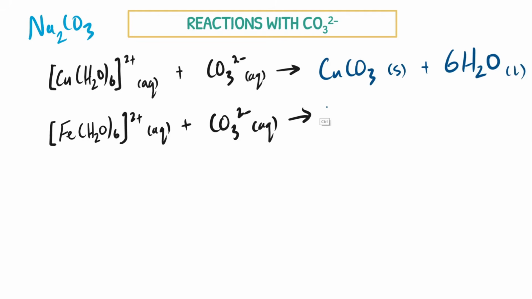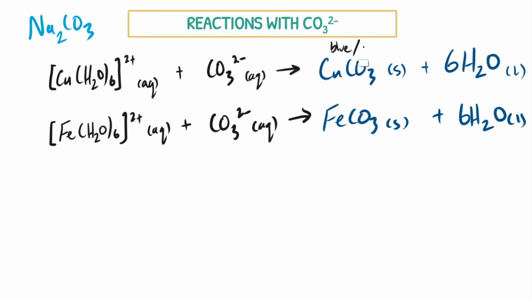And I'm going to draw out the exact same thing for iron. Iron carbonate, real easy stuff here, guys. Solid plus 6H2O. Now, I haven't properly matched the colors to the ink color of my pen here, but hopefully it's going to be completely fine for you guys. Copper carbonate, what color is this precipitate? It is a blue-green color. Blue-green precipitate.